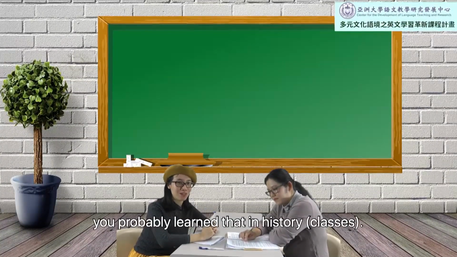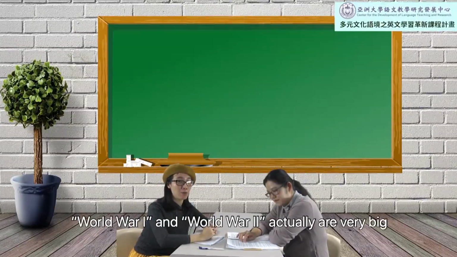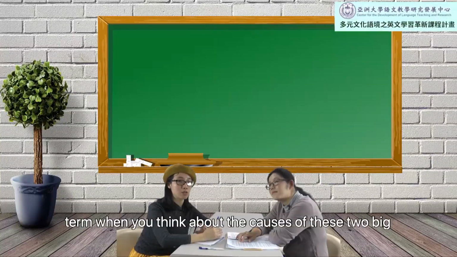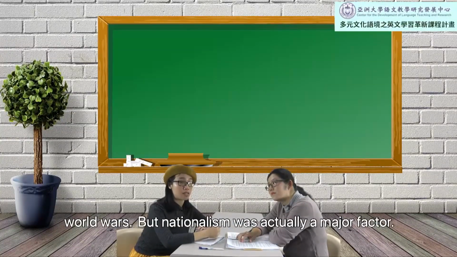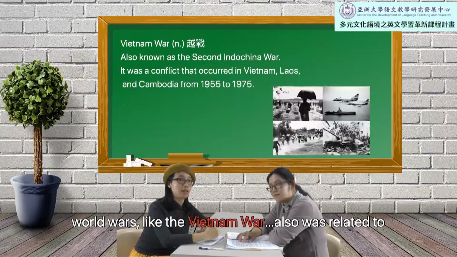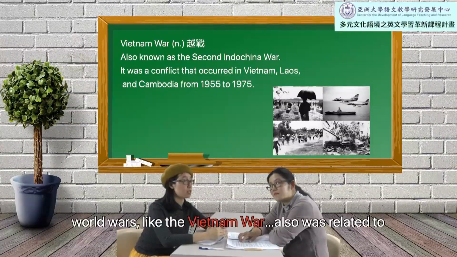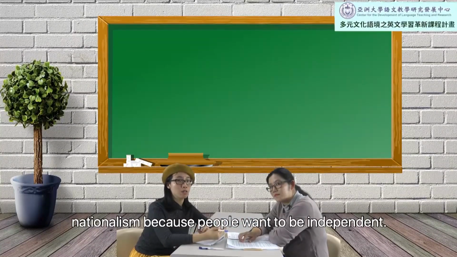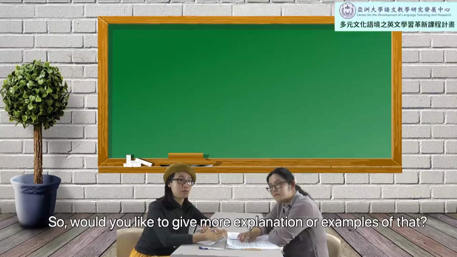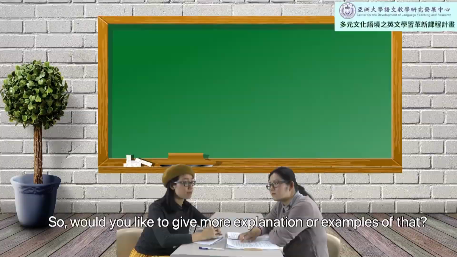And student, you probably learned it in your history, like World War I and World War II. It's a very big and complicated term, and there are lots of reasons when you think about the causes of these two big world wars. But nationalism is actually a major factor. And nationalism also caused a lot of wars after the two world wars, like the Vietnam War, also related to nationalism because people wanted to be independent. They didn't want to be colonized by other countries. So would you like to give more explanation or examples of that?